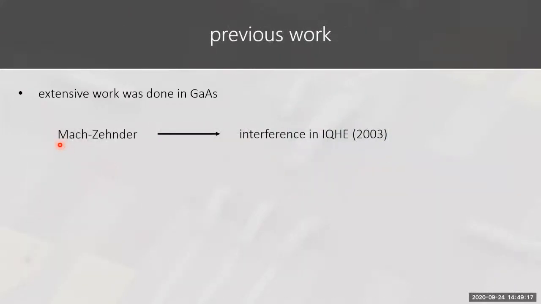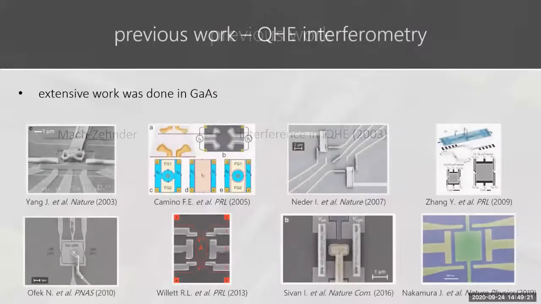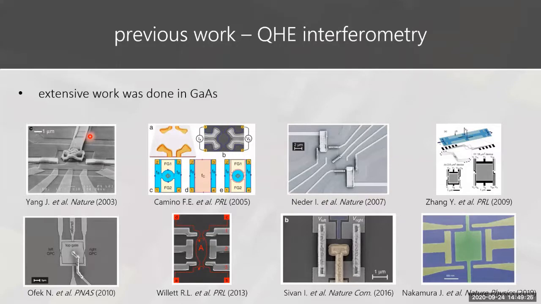So Yuval, can I ask a question? Yeah. Can you explain again what's the difference between Fabry-Perot and Mach-Zehnder? How do I identify which is which?